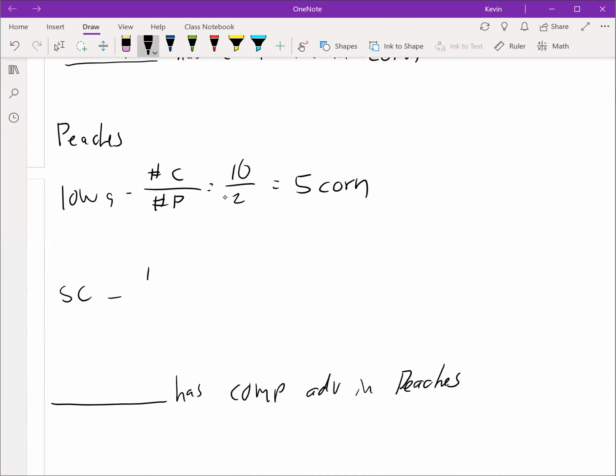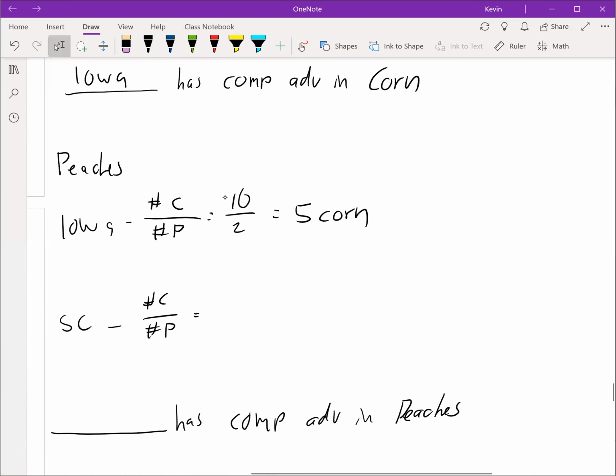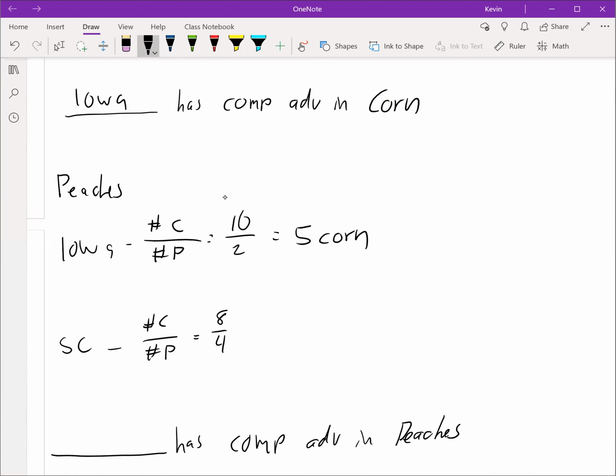And same thing for South Carolina. They'll take the number of corn divided by the number of peaches. This will be 8 over 4, which comes out to be 2 corn. And since 2 is less than 5, South Carolina will have the comparative advantage here. And we'll say that South Carolina has the comparative advantage in peaches.